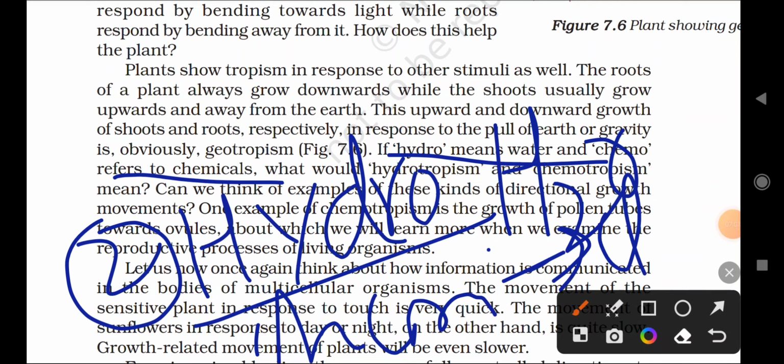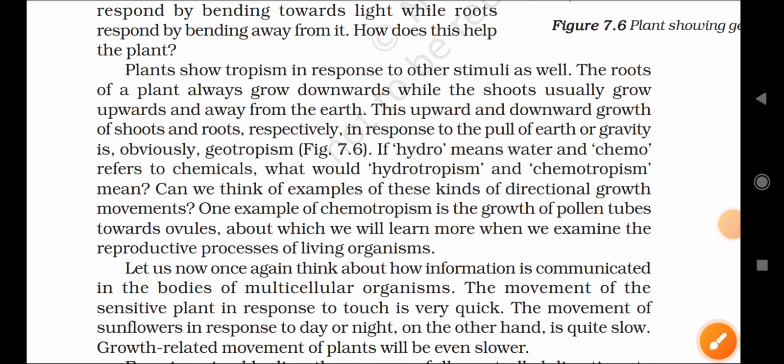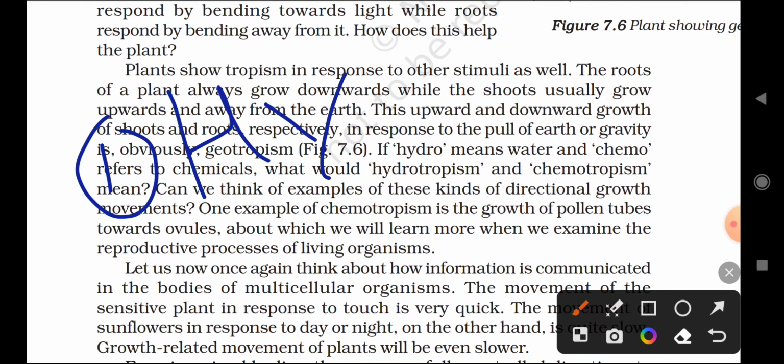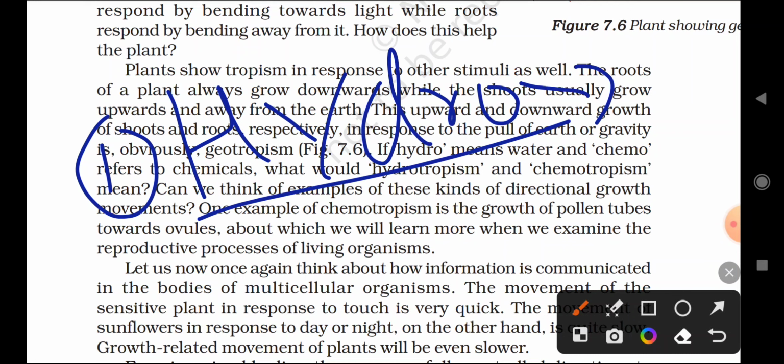Chemo means what? Chemicals. These are simple. Other two types of tropic movements, right? Next, what is the meaning of hydrotropism? It means the plant shows movement towards water, which is called hydrotropism.